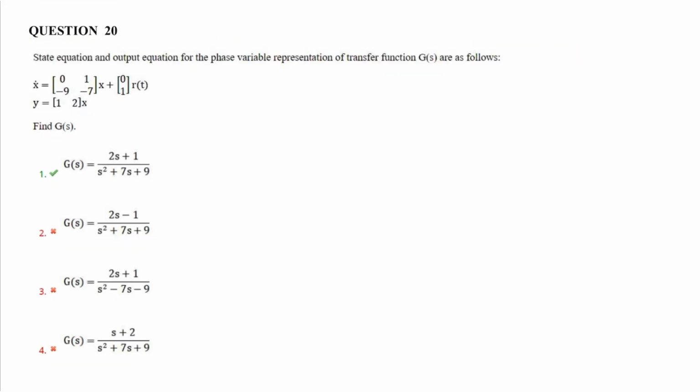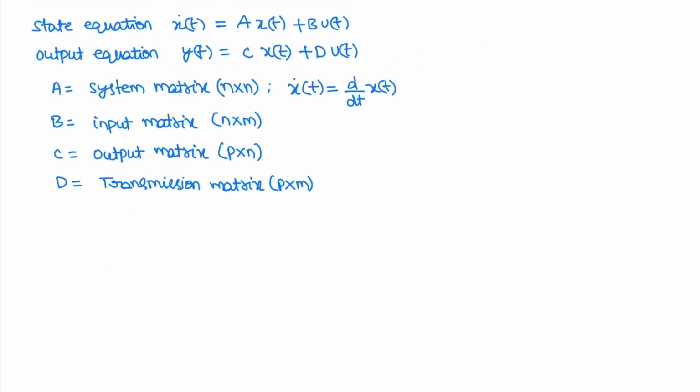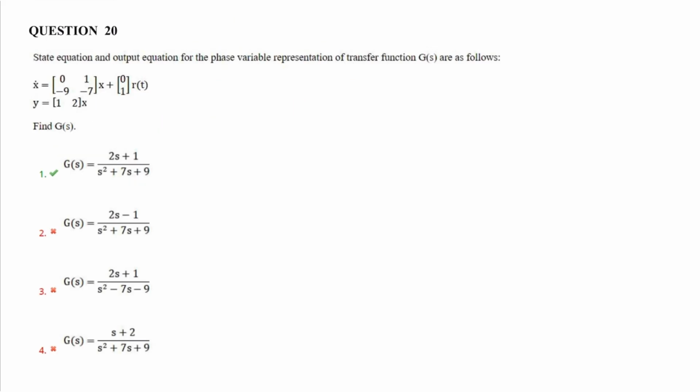The system state equation and system output for a phase variable representation of the transfer function G(s) are as follows. The state equation is x dot of t, the derivative d by dt of x of t, equal to A into x of t plus B into u of t, and the output equation is y of t equal to C into x of t plus D into u of t, where A is the system matrix, B is the input matrix, C is the output matrix, and D is the transition matrix.